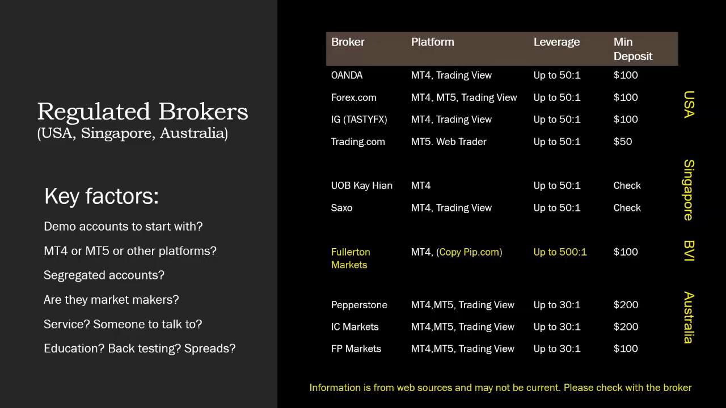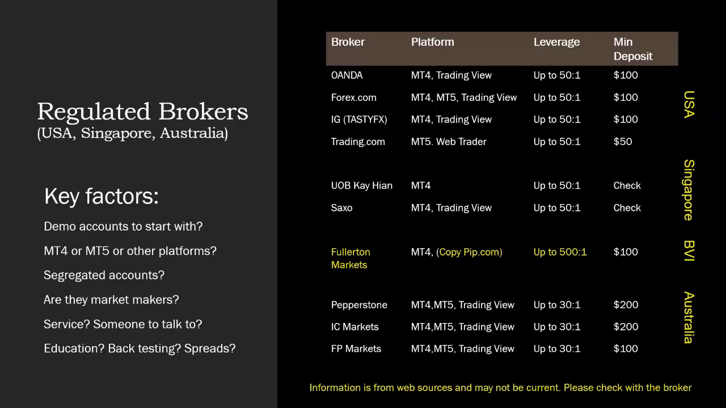Service is very important. You do need to have someone to talk to. So pick someone in your local area that you can talk to, because things do go wrong. It's an electronic stage. And some of the brokers do offer some other things like education. They do offer back testing. So if you have a new strategy that you'd like to test on your own, then you can back test it on those. Those are some nice to have features.